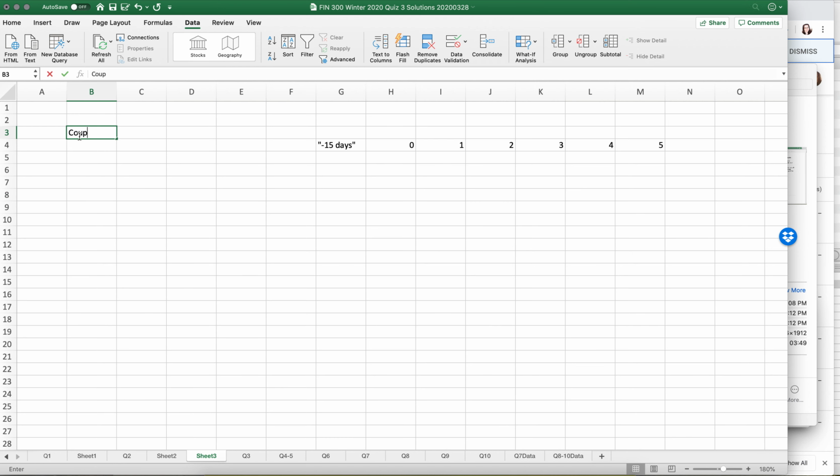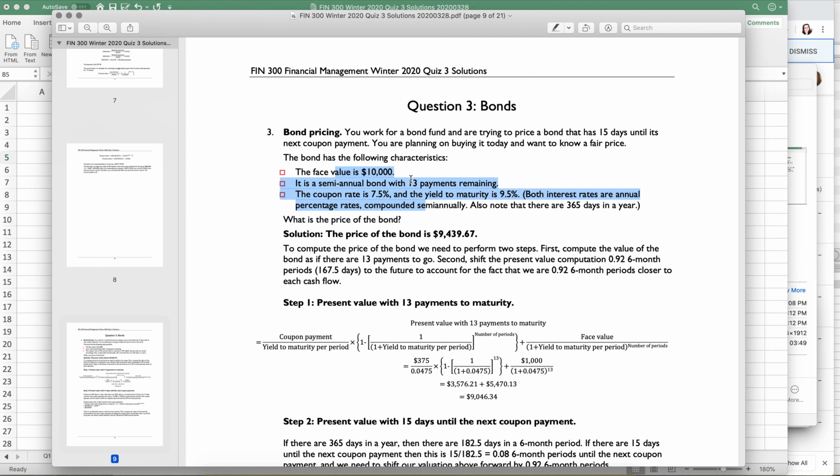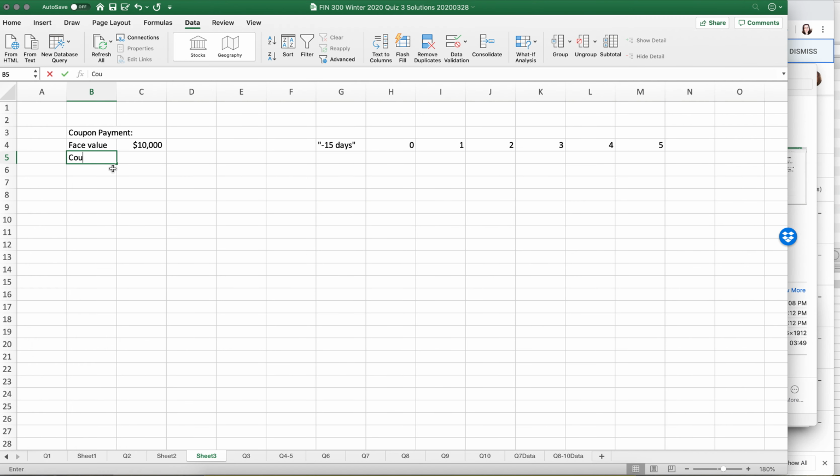Okay, so step 1 is to calculate the coupon payment and figure that out. So the face value of the bond is $10,000. Let's look at the interest rates. The coupon rate is 7.5%, and it's compounded semi-annually. So the coupon rate, 0.075, which means that the coupon itself is going to be $375.